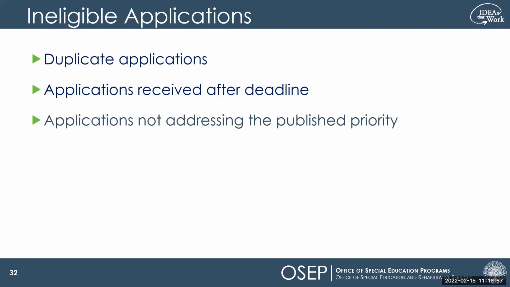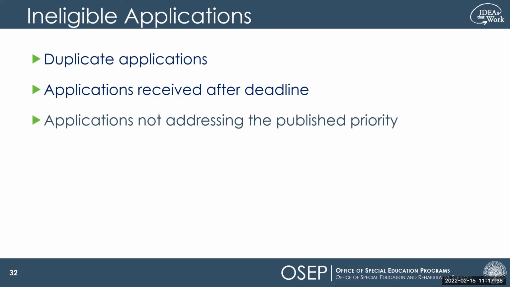Please note that if for any reason an application is submitted more than once and validated more than once, the last application submitted will be considered and previous applications will be considered duplicates and therefore ineligible. There are two additional reasons why an application may not be eligible. First, all applications received after the published deadline will not be eligible for funding. Second, applications that do not address the priority will also not be eligible for funding.